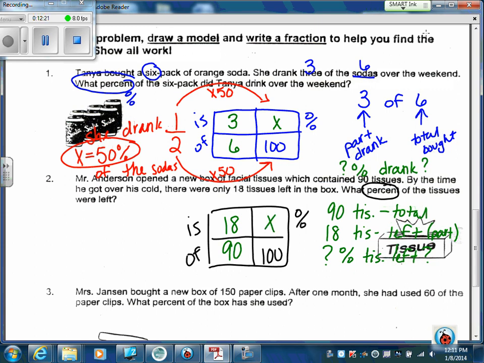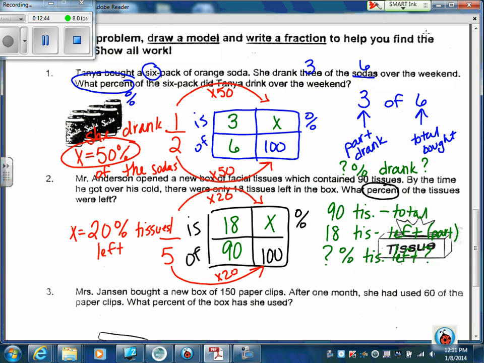Again, there is no friendly scale, so I'm going to go ahead and reduce or find the base. That allows me to find the scale of times 20 on the top, times 20. So I know that x equals 20 and it's a percent. And answer the question: 20% of the tissues left. We want to make sure they don't turn it around on us. If they were to ask us how many he used, well, that's 80%. It's the other portion of it because each would add up to 100%.